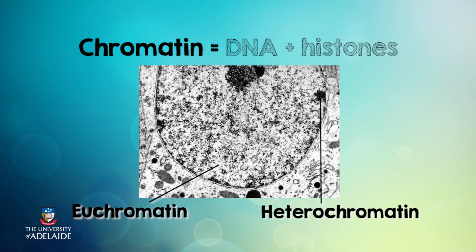Euchromatin is pale staining because the DNA in this region is unwound and spread out so that genetic information can be read and proteins can be made. We call these cells active because they're making lots of protein. In contrast, if a nucleus has lots of dark staining heterochromatin, then it means that DNA is tightly packed into clusters and the cell isn't making many proteins. We call these cells inactive or resting cells.